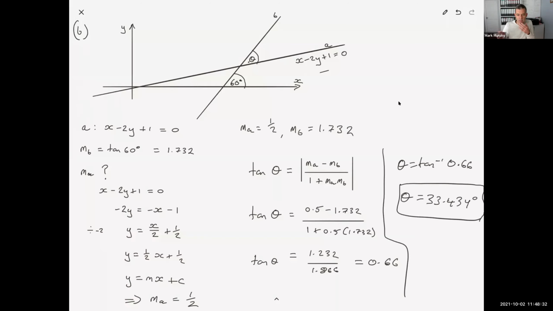Again, it asks for 3 decimal places, so we may as well put it in. I didn't check that, but it looks right. I mean, that's 60 degrees, right? And that looks about roughly half of it. So 33.424, I think, is the right answer. Okay, if there's no questions on that, I'll move on to the next one.